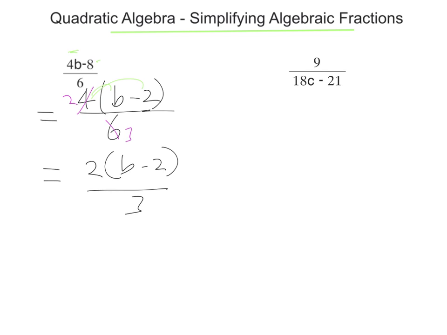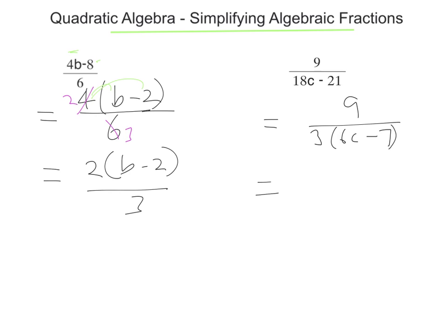In the next expression, let's have a look. I can't do anything with the top, or the numerator, but I can factorise the bottom, the denominator, and something that goes into 18 and minus 21 is 3. So 3 times 6c would be 18c, and 3 times minus 7 would be minus 21.